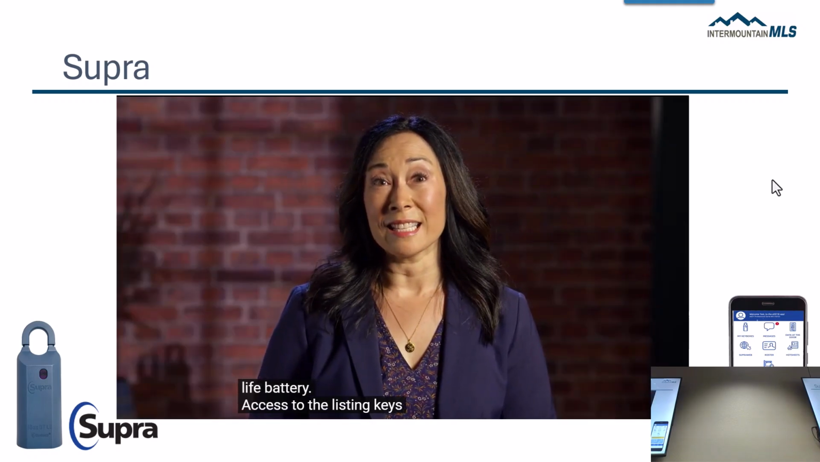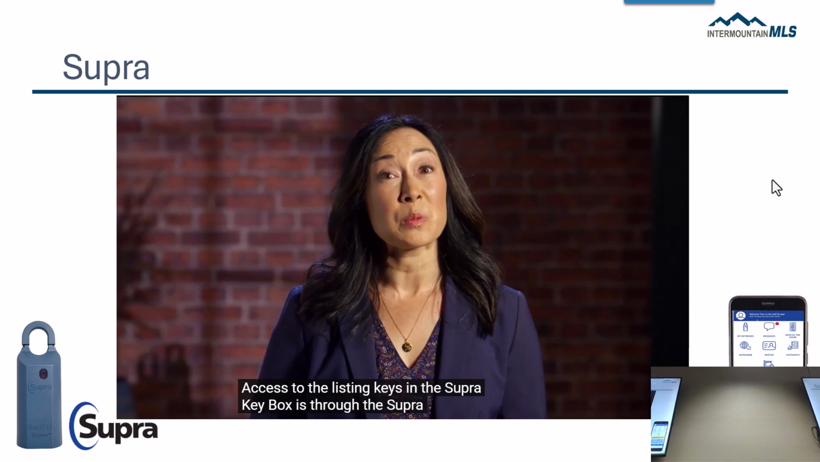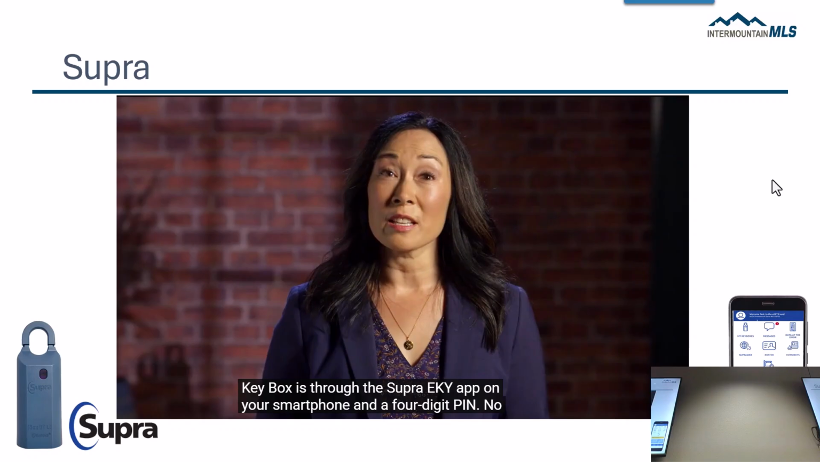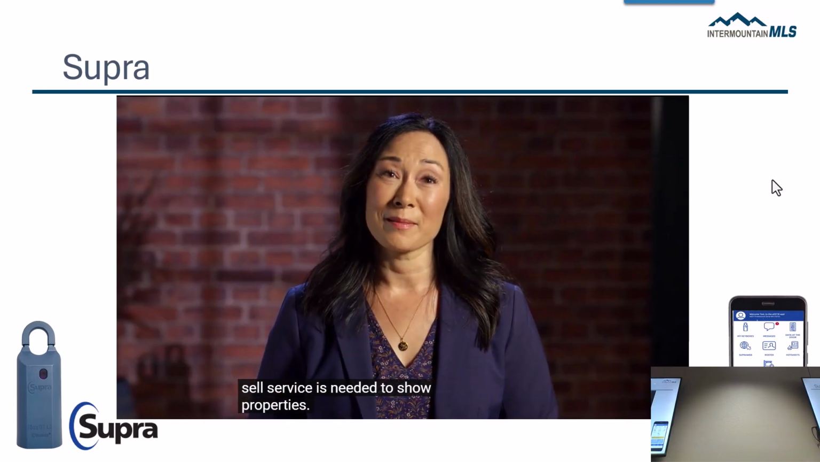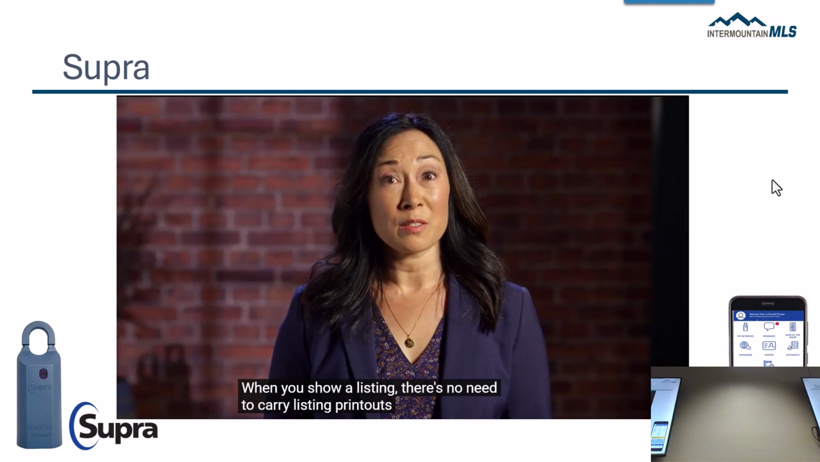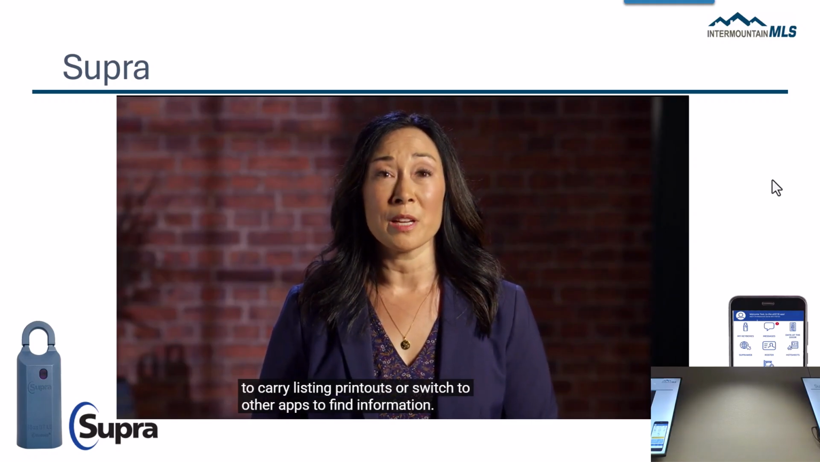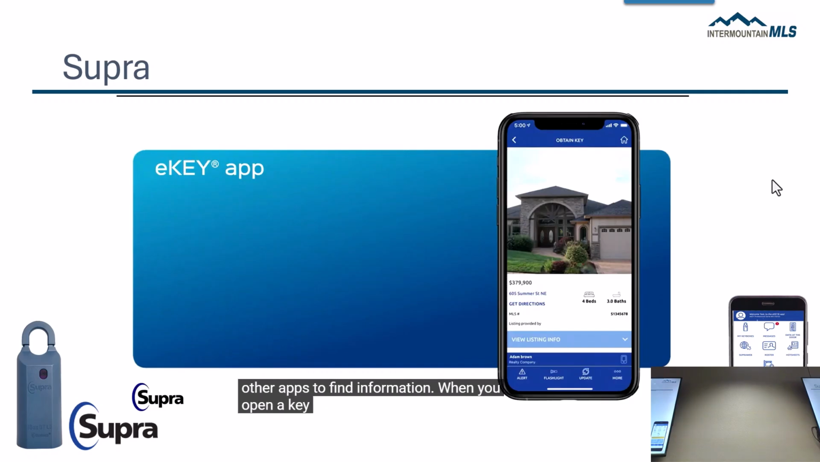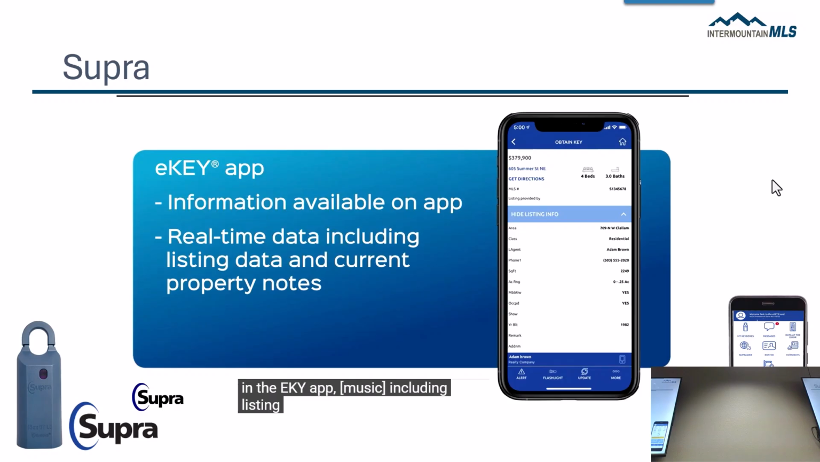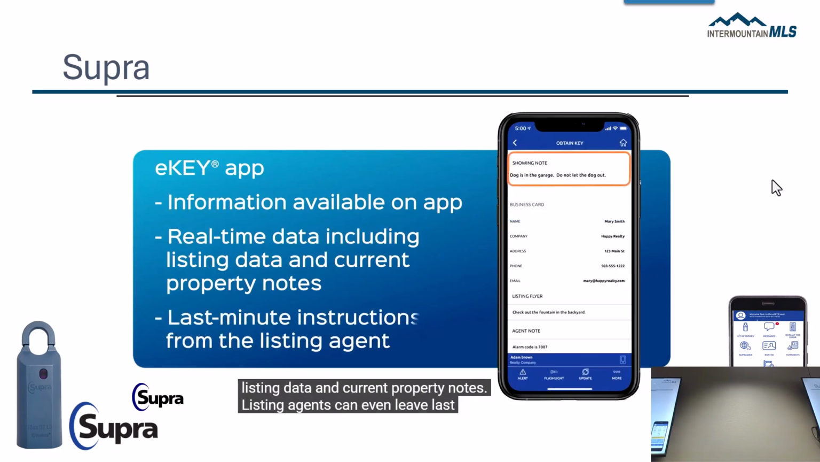Access to the listing keys in the Supra keybox is through the Supra eKey app on your smartphone and a 4-digit PIN. No cell service is needed to show properties. When you show a listing, there's no need to carry listing printouts or switch to other apps to find information. When you open a keybox, real-time data displays in the eKey app, including listing data and current property notes. Listing agents can even leave last-minute instructions to showing agents without visiting the property.